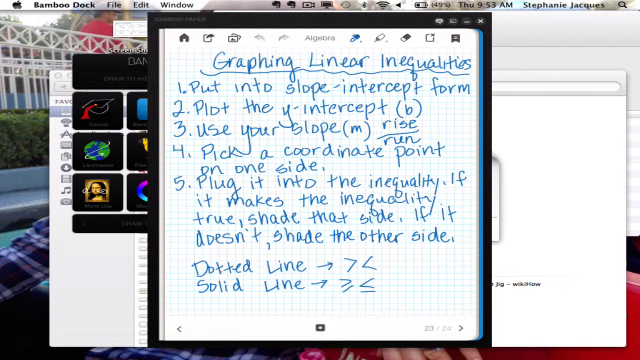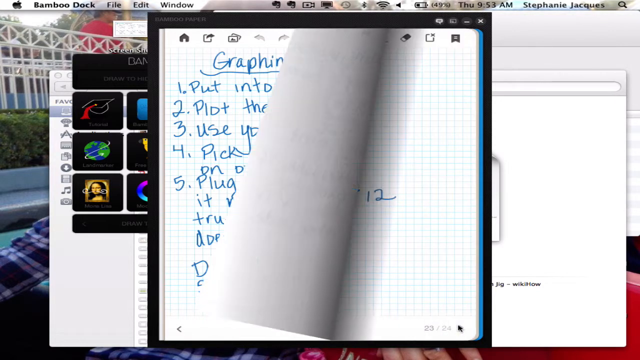And when you graph your line, if it's greater than or less than, you just do a dotted line because it doesn't include all those points. If it's greater than or equal to or less than or equal to, then you do a solid line because it includes those points. So let's look at a few inequalities that we can work with.